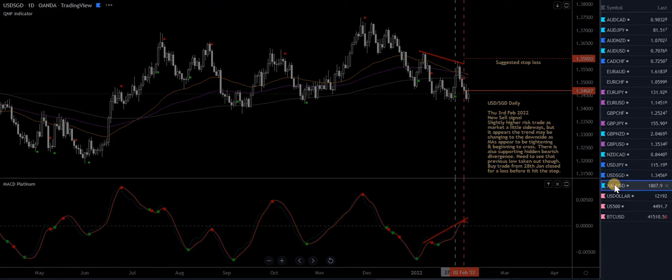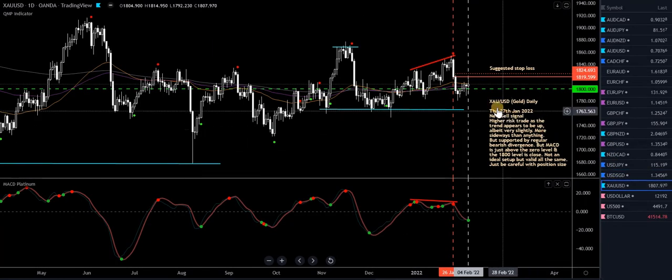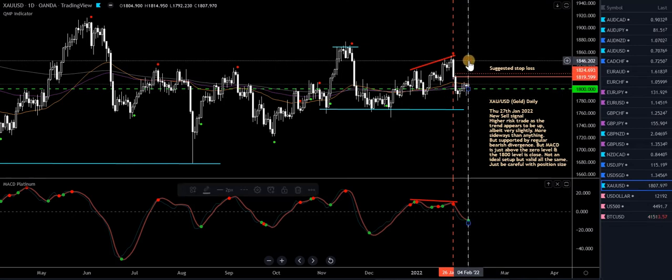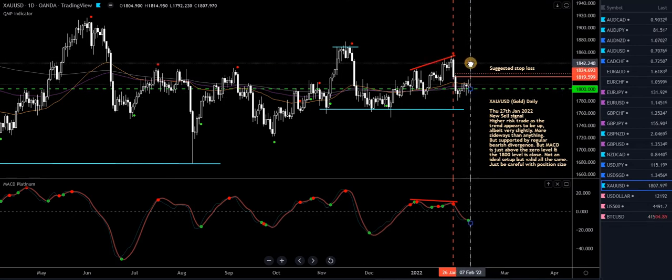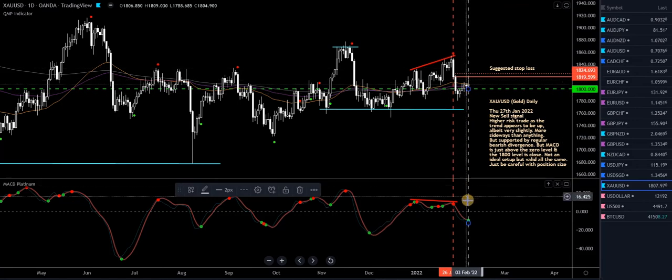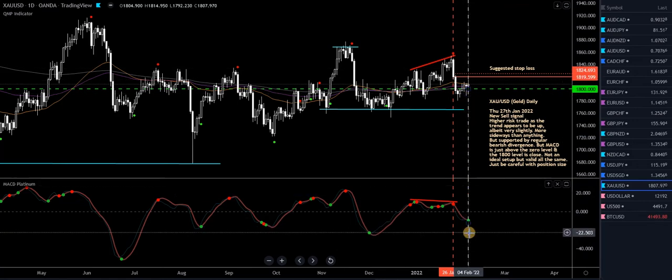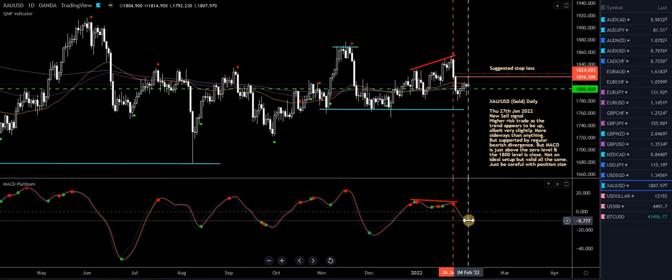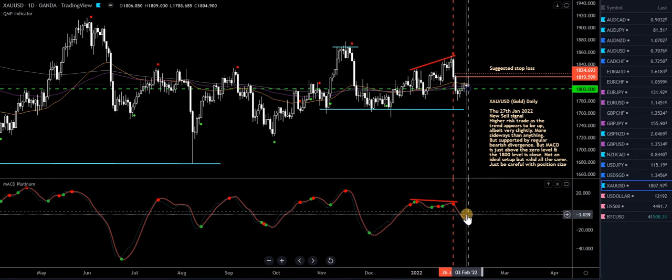All right, gold. I think I'm in a sell here. Going nowhere fast. Grey dots just. Grey line there is just a warning for me. There's a green dot on the MACD platinum below the zero level, so I'm starting to look to buy. I'm in buy mode. In the meantime, got this sell here.